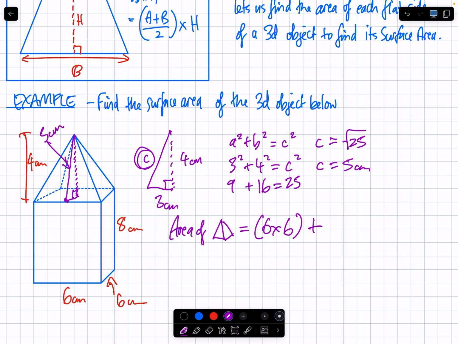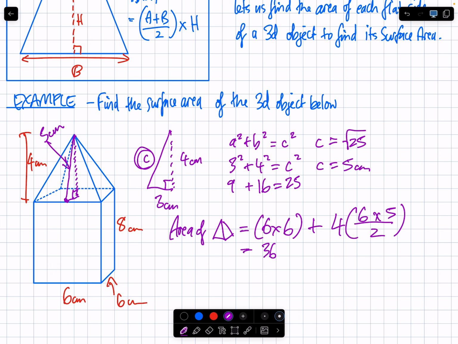Is that the only surface of the pyramid? Yeah. What else? What other shapes do we have on the outside of this pyramid? How many of them? 4. Good. So we've got 4 lots of, and according to our students here, the base of the triangle is 6 times by the height of it, which we had to use Pythagoras for, which is 5 over 2. So that's all my working there. Notice no algebra, it's just plugging numbers into the formula.